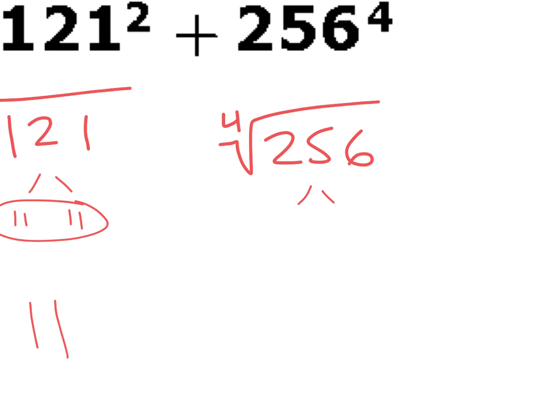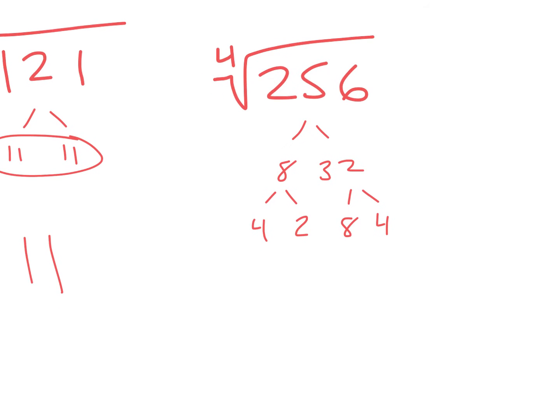Let's see. 256 divided by 8. Yeah? 8 and 32. What are factors of 8? 4 and 2. Factors of 32? 8 and 4. Factors of 4? 2 and 2 and 2. Factors of 8? 4 and 2 and 2 and 2.